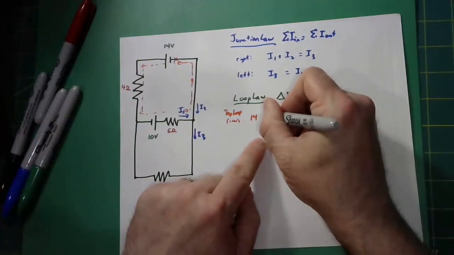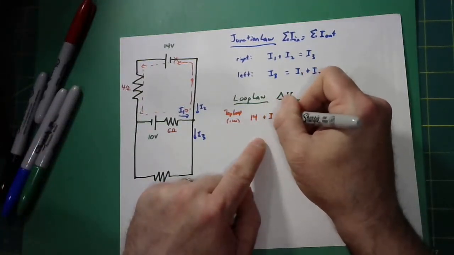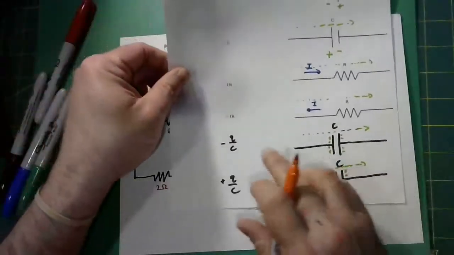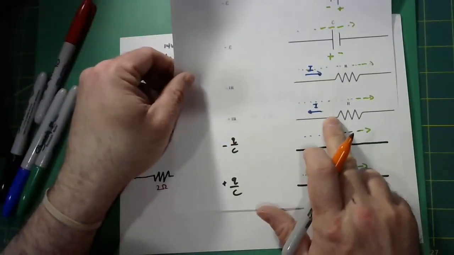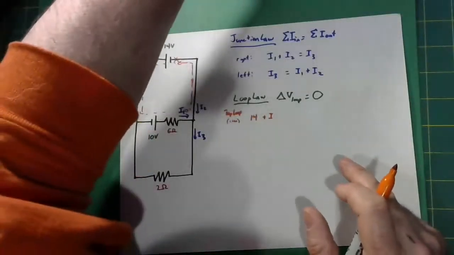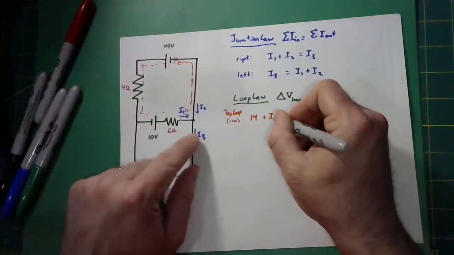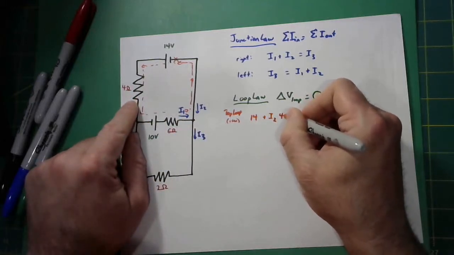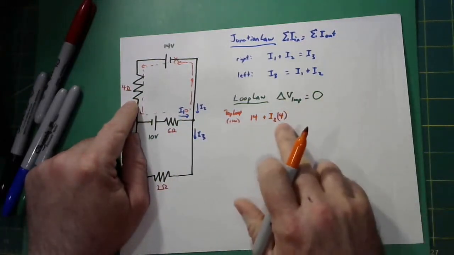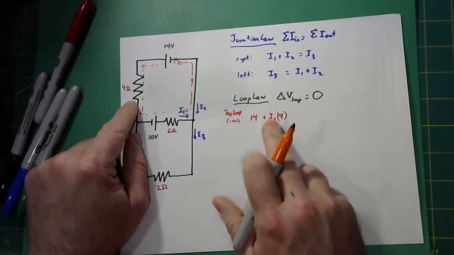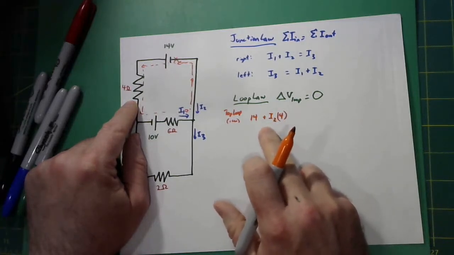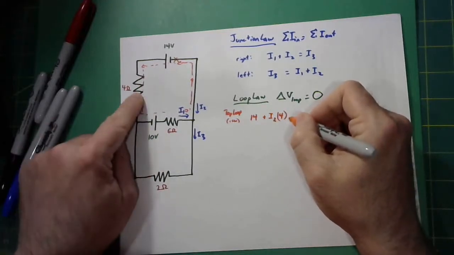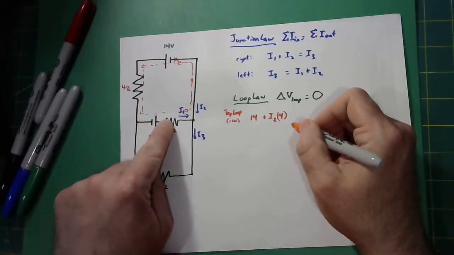So I'm going to add plus IR, right? We're going up IR because we're going from after they lost the energy to before they lost the energy. This I is actually I2, and the resistance here is 4 ohms. A lot of people like to put the resistance in front, like a coefficient, so it's up 4 I2. That's all right. So we're going up IR. Now we're going through this middle branch, right?